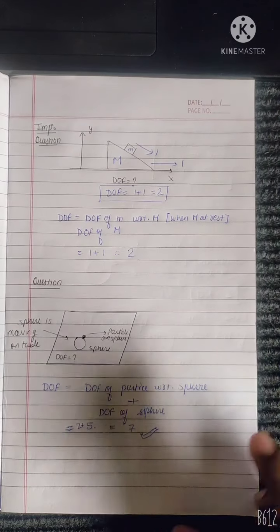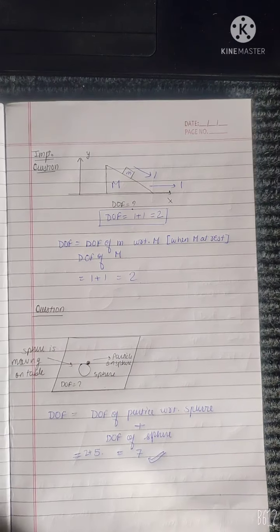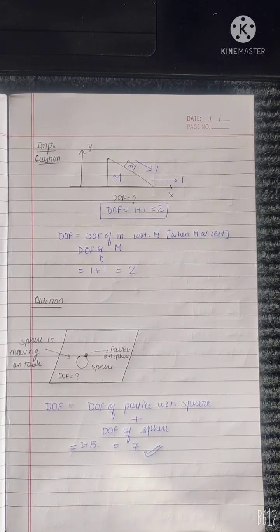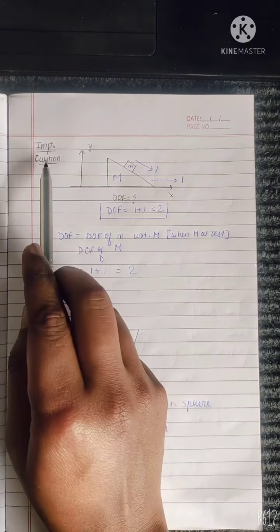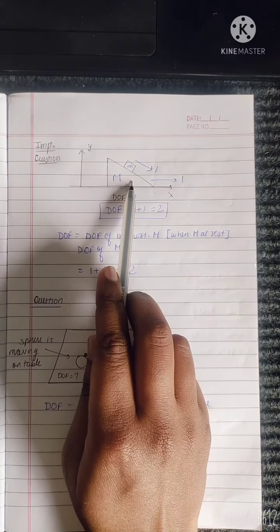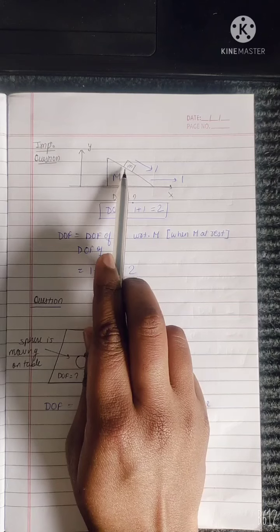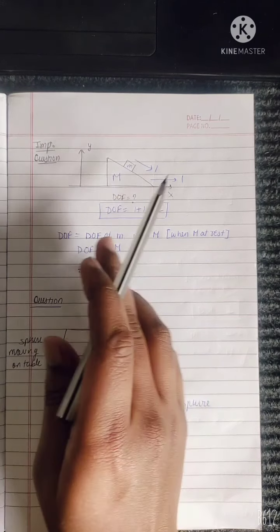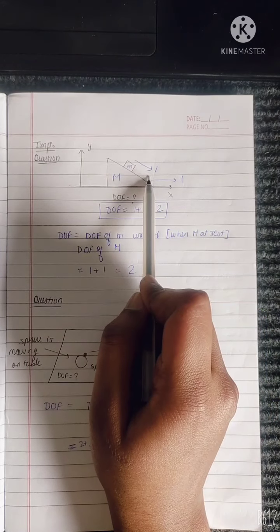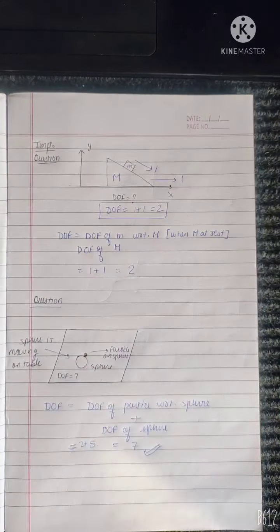Another important question which came in an exam also, I think it came in the TIFR exam. Here is a system. There is a triangular block above which there is a square block, and this block is moving and this is also sliding down. What is the degree of freedom of the system?